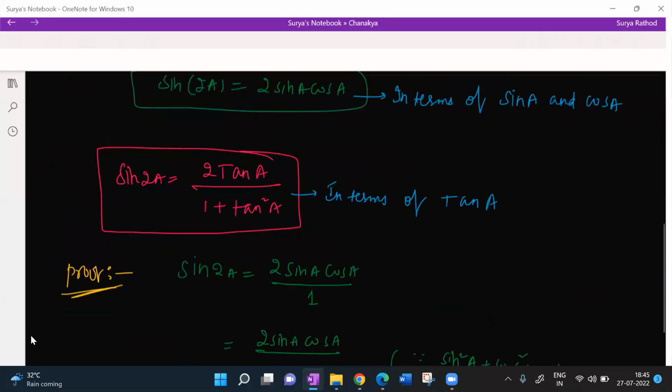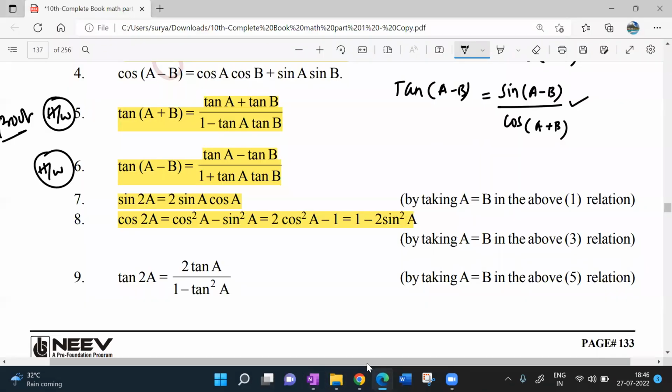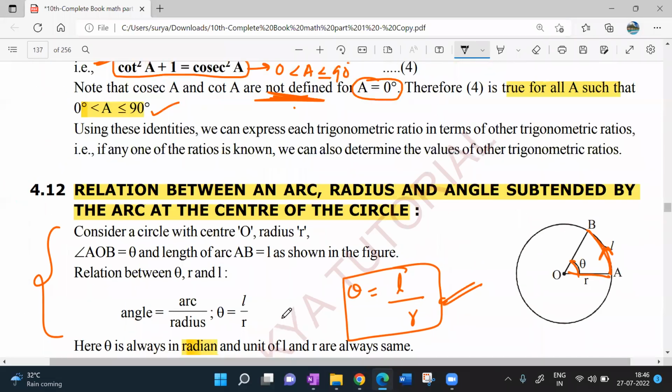What's happening here? Sir, why are you singing? I love singing. That's why I'm singing. Listen to the class of Bhargav.